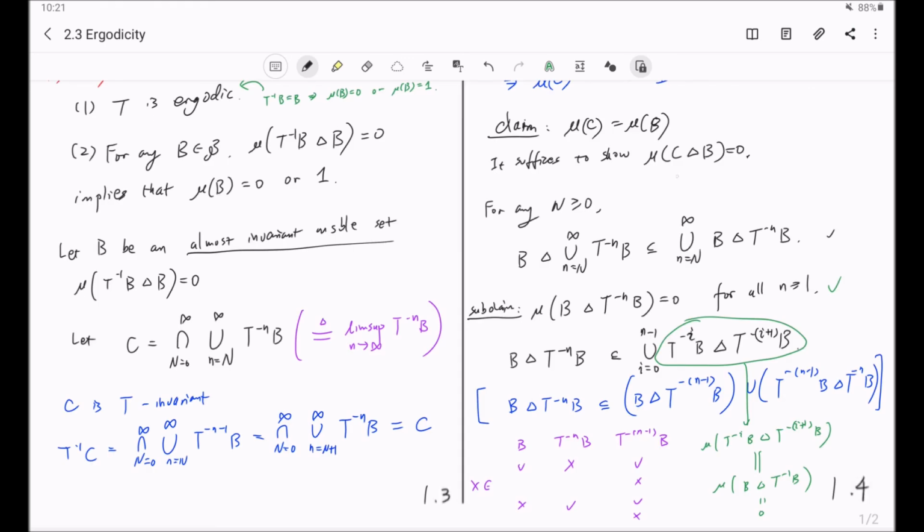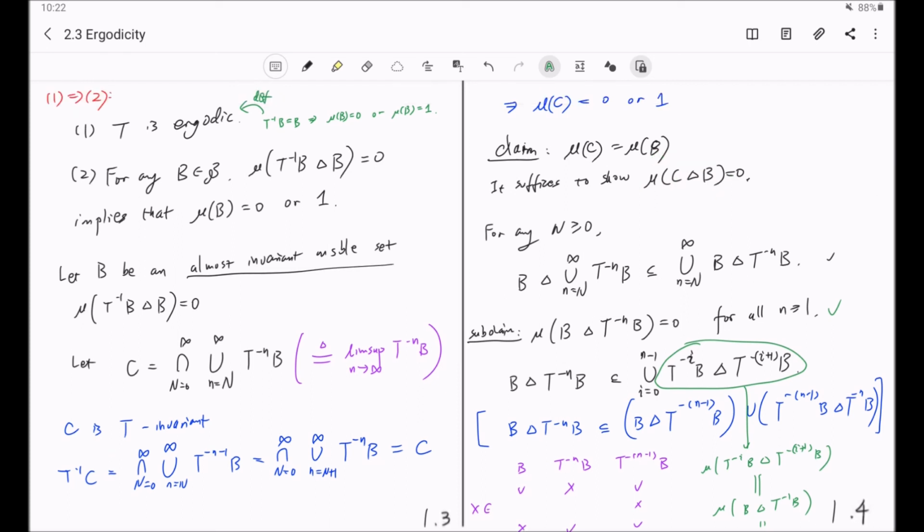Because remember, once we prove this, then mu of C is equal to mu of B. And because we concluded at the beginning that mu of C is either 0 or 1, it follows that mu of B is also either 0 or 1. And that is what 2 is talking about.